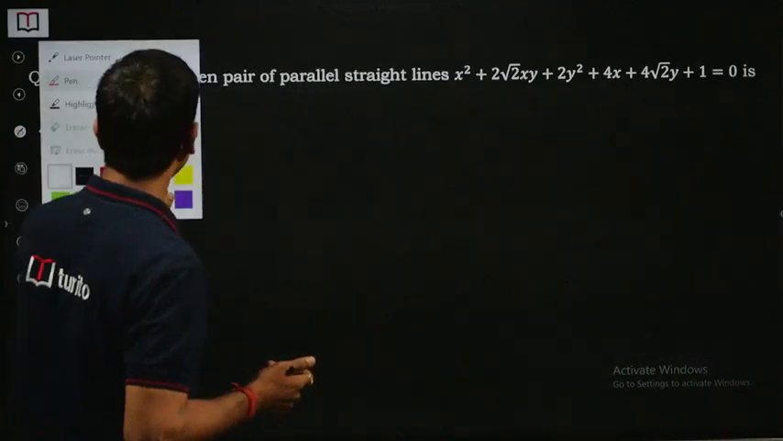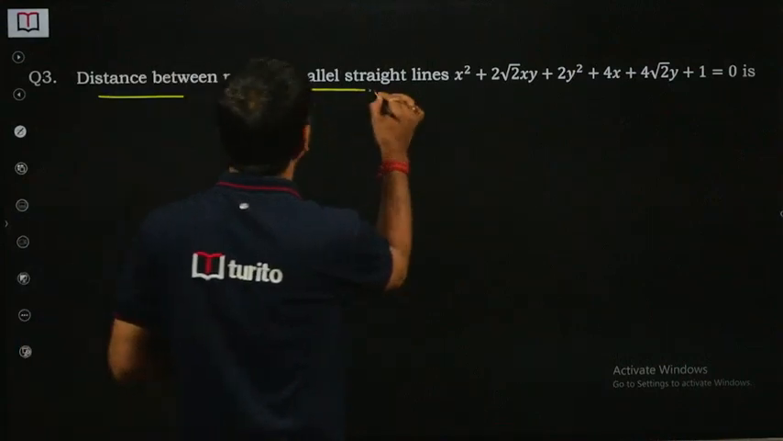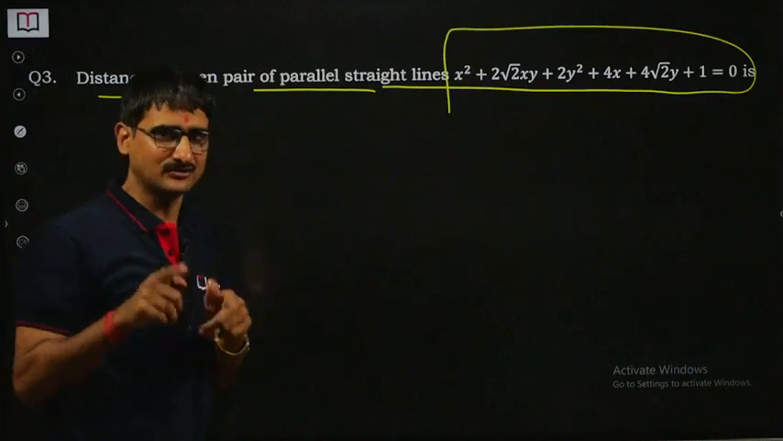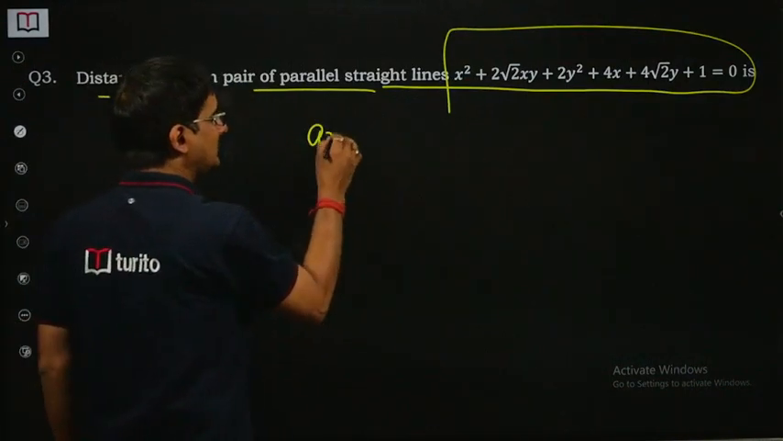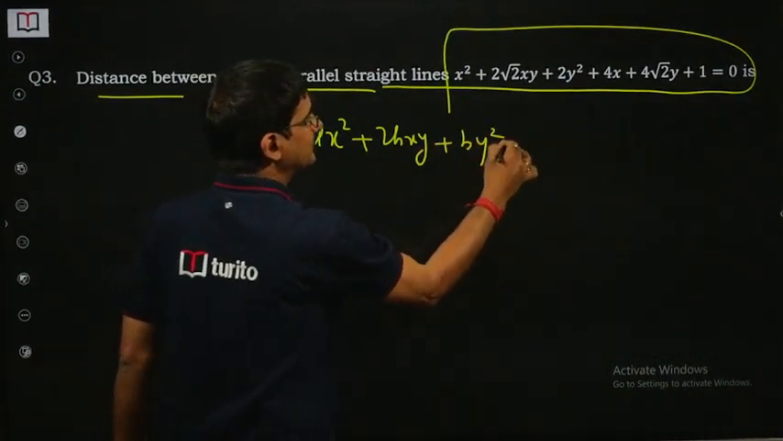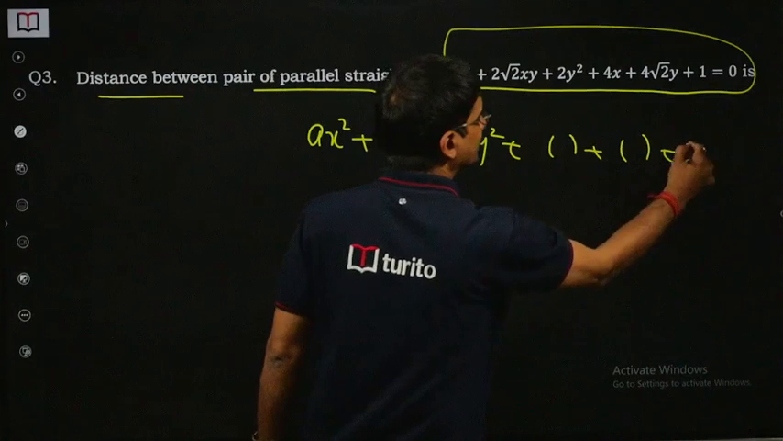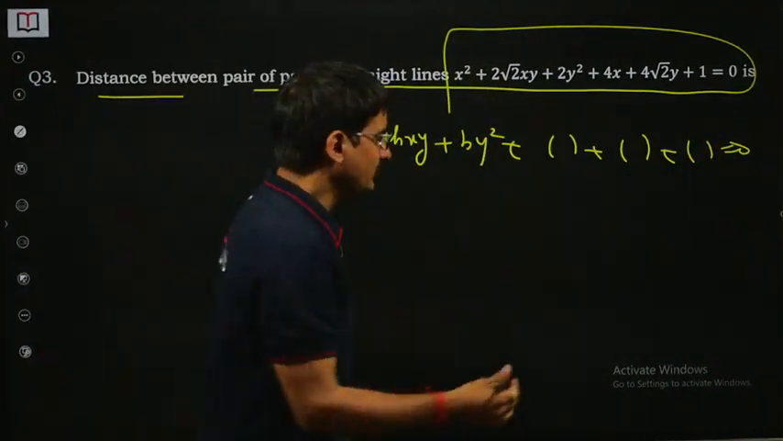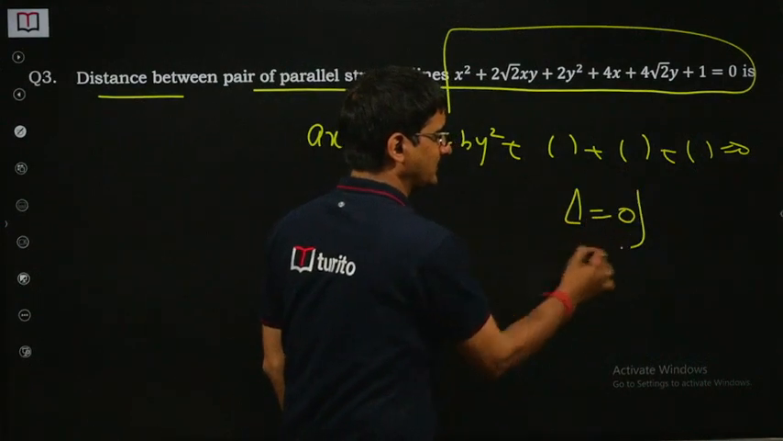So now moving to the next one, distance between the pair of parallel straight lines. See whether it's given or not given. Let me tell you all, ax square plus 2hxy plus by square plus dot equal to 0. If at all it represents the equation of a pair of straight lines, and what does it represent? When delta is 0. We all know it, isn't it?